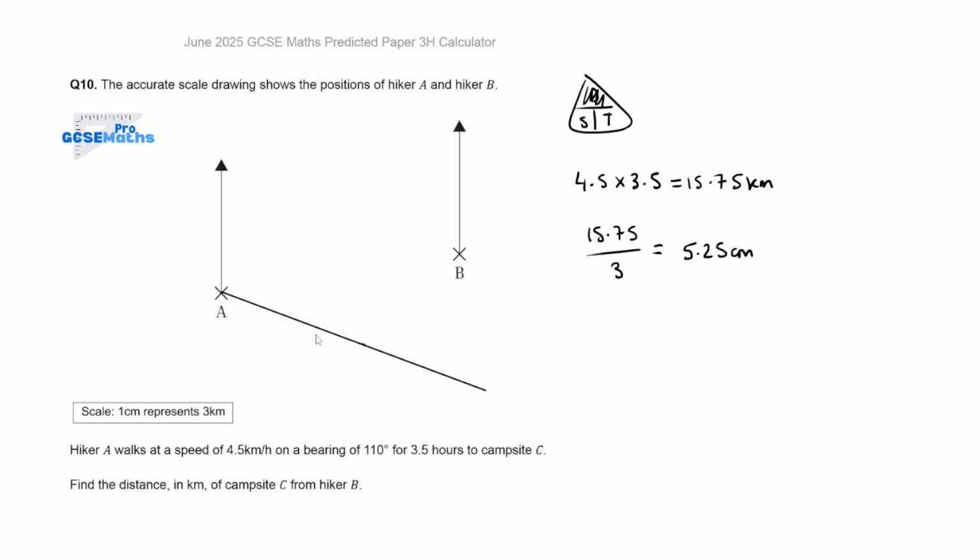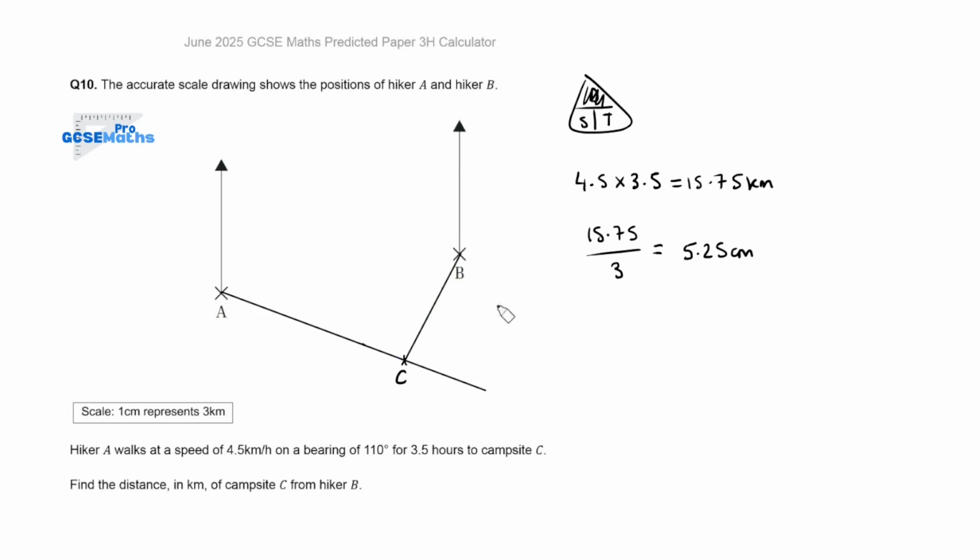So along from A, 5.25 centimetres is actually about here. Yours might look different because obviously the scale on my computer versus the scale that you've printed it out as. Just work with the scale that you've printed it in. That's where campsite C is. Now, the actual question was find the distance in kilometres of campsite C from hiker B. So now if I draw a line from C to B, and then you would measure that with your ruler.